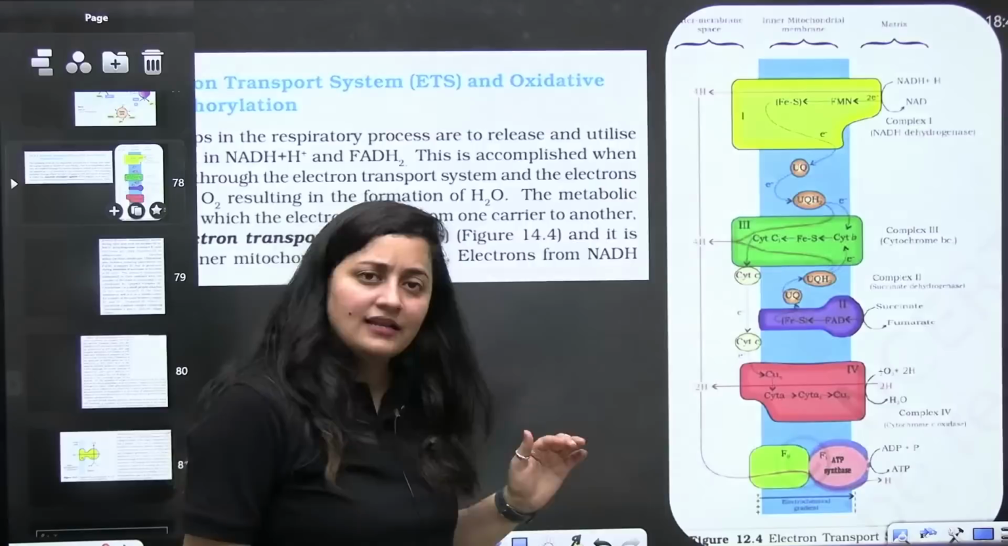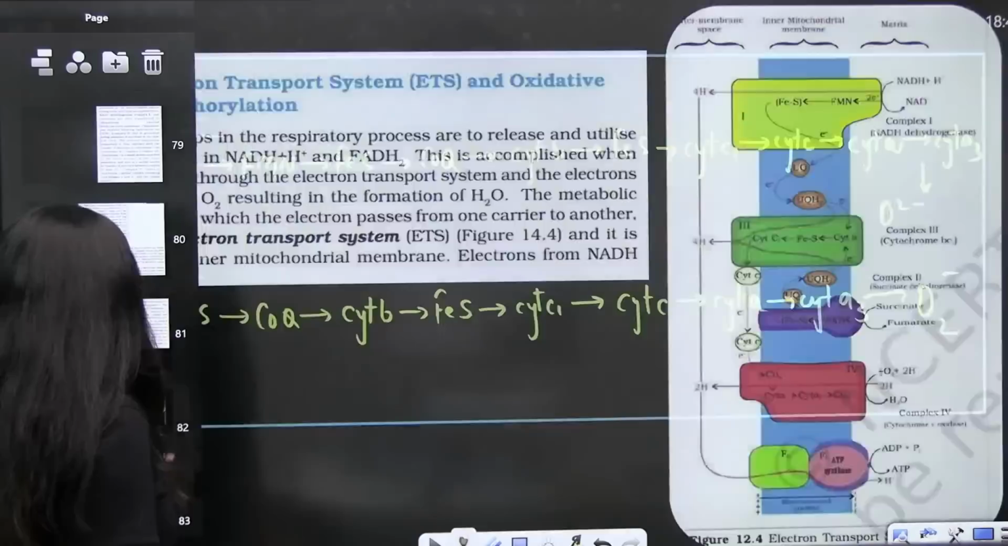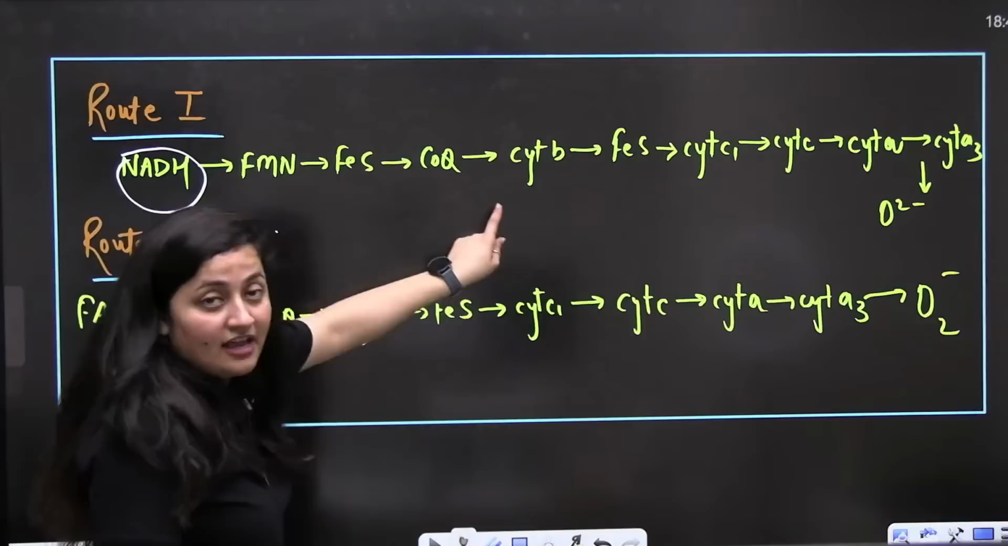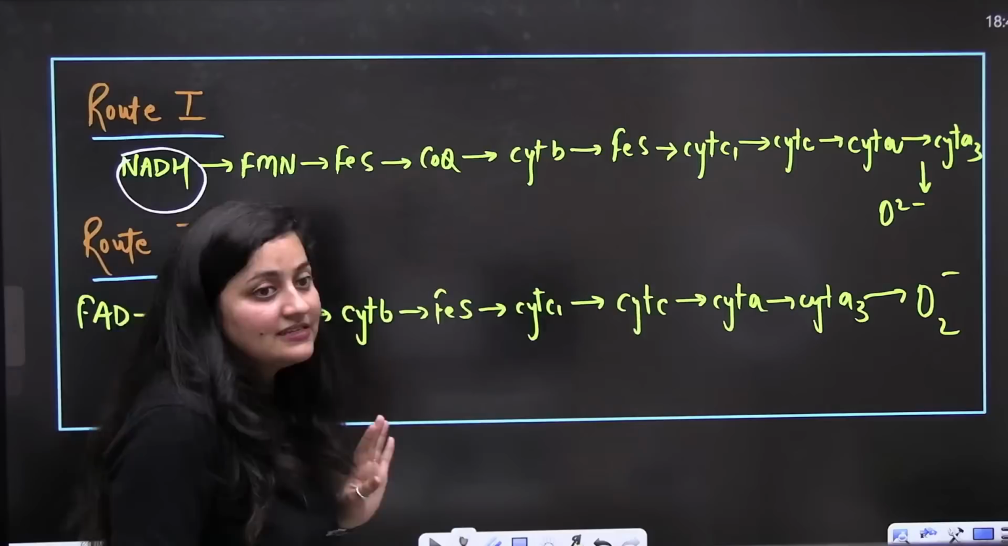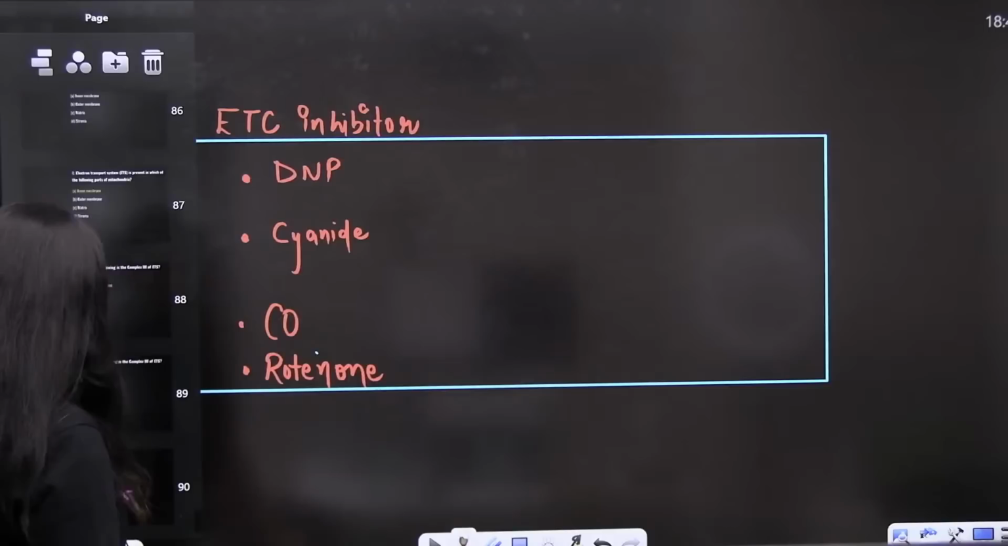Don't worry about that. I have added routes for the electron transport: when it is NADH, it will give its electrons to FMN and then FeS, then quinone. Then cytochrome B, FeS, C1, CAA3, and finally oxygen is the final acceptor. Both the routes are mentioned here, and I'll share the PDF.